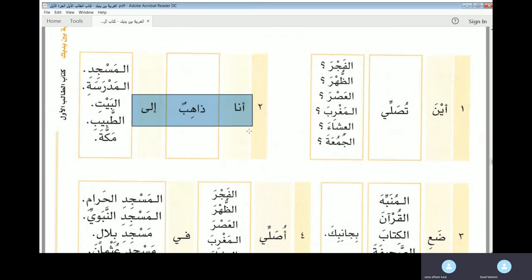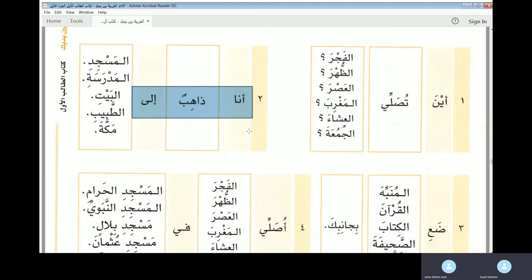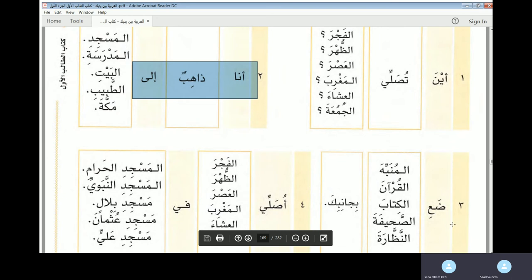Ana zahibun ila al-masjidi, I am going to the masjid. أنا ذاهب إلى المدرسة. I'm going to the school. أنا ذاهب إلى البيت. I'm going to the house. أنا ذاهب إلى الطبيب. I'm going to the doctor. أنا ذاهب إلى مكة. I'm going to the city.